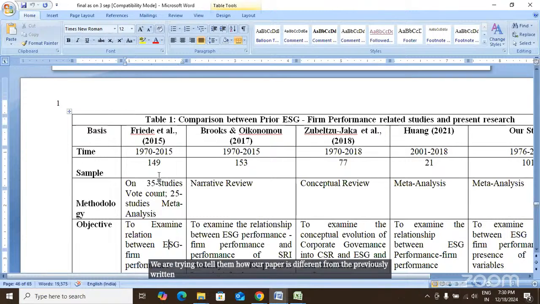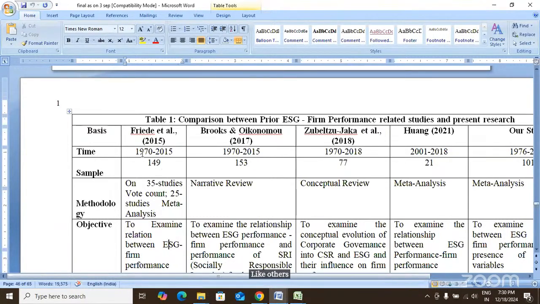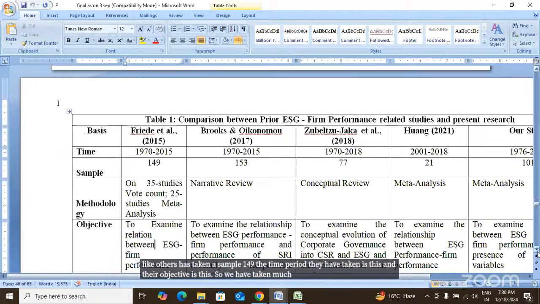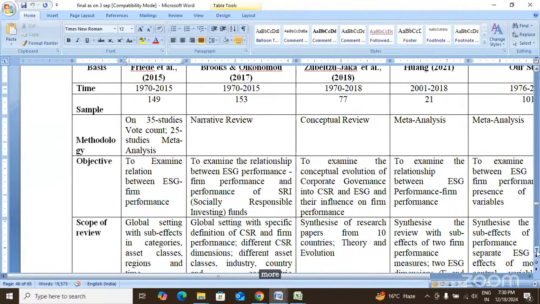So we have said, like, others have taken a sample of 149, the time period they have taken is this, and their objective is this. So we have taken much more than what these people have written. The objective is to examine the relationship between ESG and firm performance. Here we have taken more variables than this.